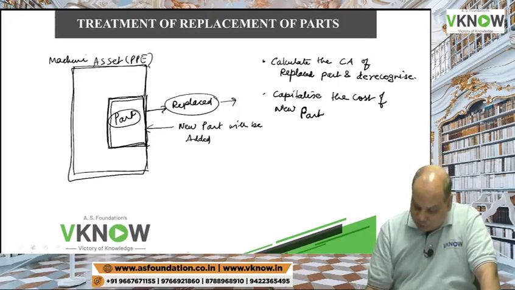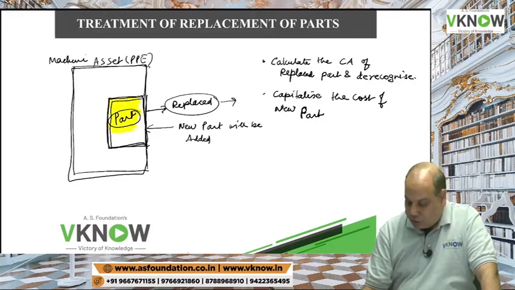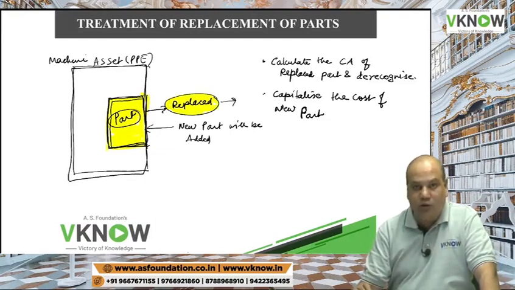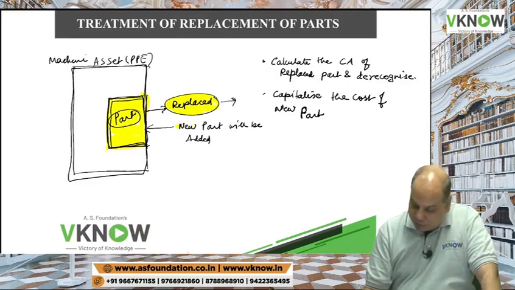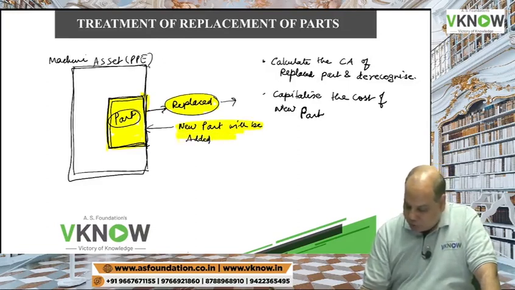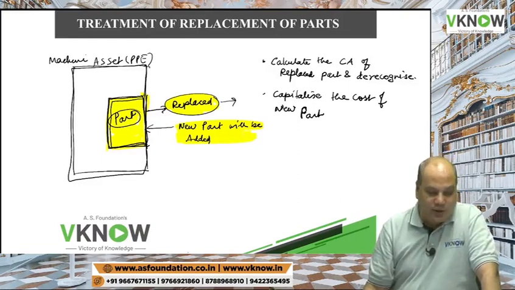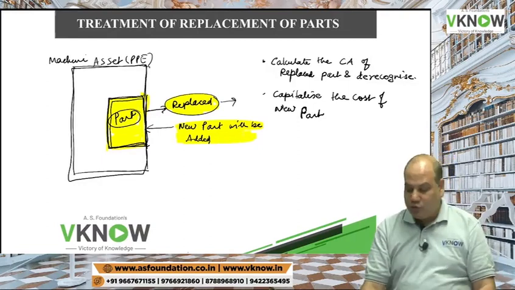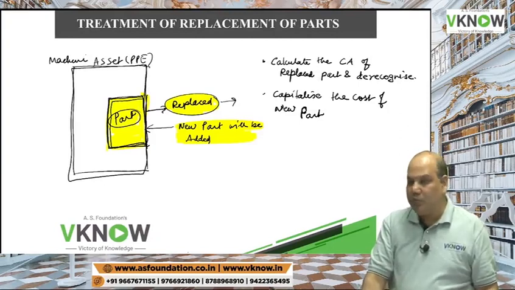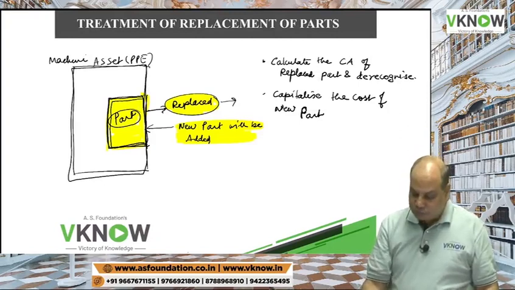So what I will do, I will find out on the date of replacement what the carrying amount is. The carrying amount I will deduct, and I will find out what the cost of the new part is. The cost of the new part will be added. Is it right? So that is called accounting treatment of replacement of part.